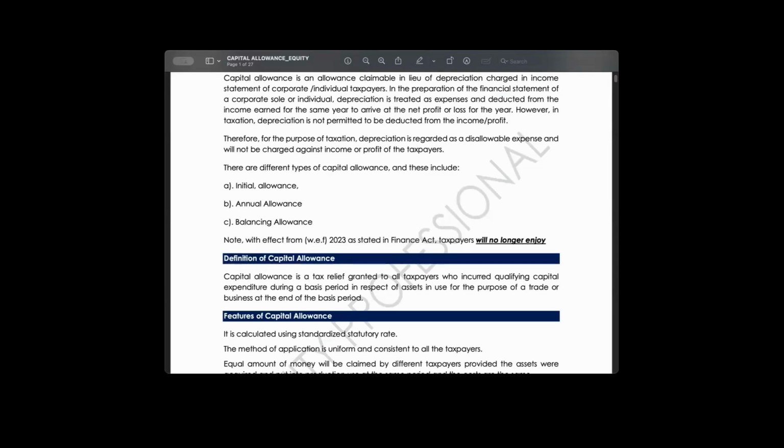By implication, it means not all assets will qualify for capital allowance. And that is why we call it qualifying capital expenditure, because there are some assets that will not meet the threshold. For example, a company acquires a stapler. A stapler can last for more than 1 year. And you remember when we were discussing what capital expenditure means, we said these are expenditures whose lifespan goes beyond 1 year.